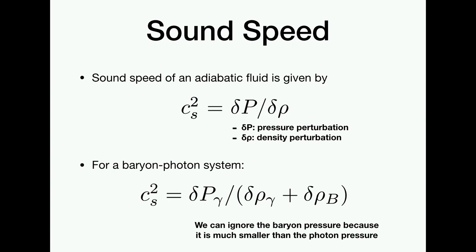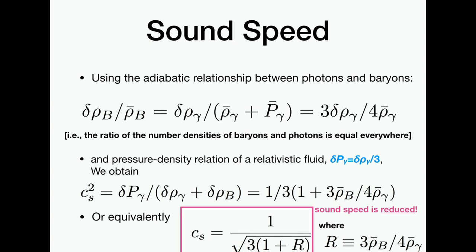Energy density has both photons and baryons, but the baryonic pressure is not zero, but it's much smaller than the photon pressure. Photons have an enormous pressure. It's actually one third of the energy density in the photons. That's enormous. The sound speed of the baryons would be smaller. That's in fact what we're going to calculate.